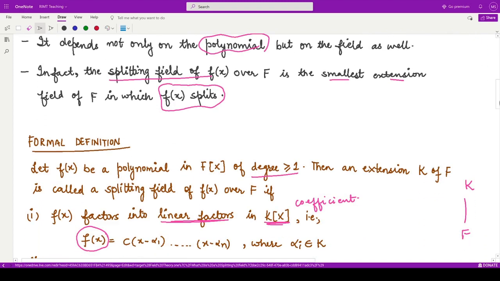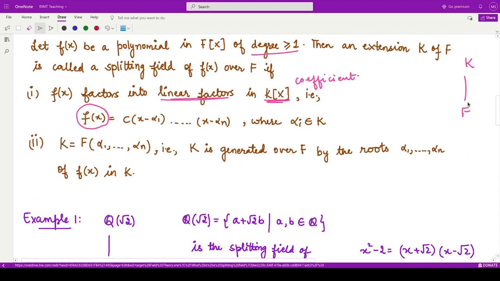So the definition for this splitting field is, if we have some polynomial f(x) which has degree greater than or equal to 1, then this is known as the splitting field, if we can factor that polynomial into linear factors, where the coefficients of this factorization come from this field K, and moreover we can write the extension field K as F adjoined with some n elements, and these n elements are nothing but the roots of that polynomial in K. So this is the definition of splitting field.